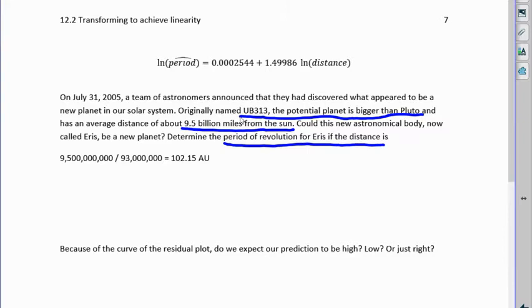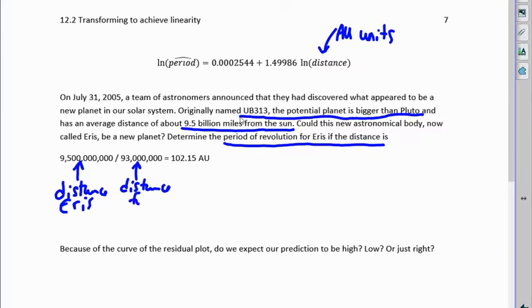And so the first thing is, because we know that here this distance had to be in AU units, we have to turn its distance from the sun into AU units. And so we take the distance for the Eris planet and we divide it by the distance for the Earth from the sun. And that results in our AU units. So that's going to be our input into the model. So now we're going to put this into the model. And so let's do that.